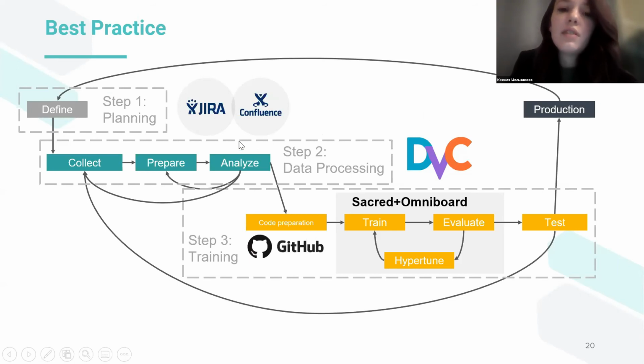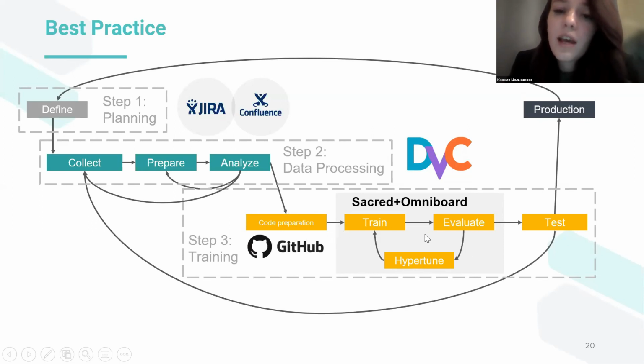We use DVC for data processing and data management. I already told you it's a great tool because it has some features that are very useful when it comes to data. For code preparation and code versioning, we use GitHub, also possible GitLab. It doesn't matter, it's just code versioning. I think most people already use it.